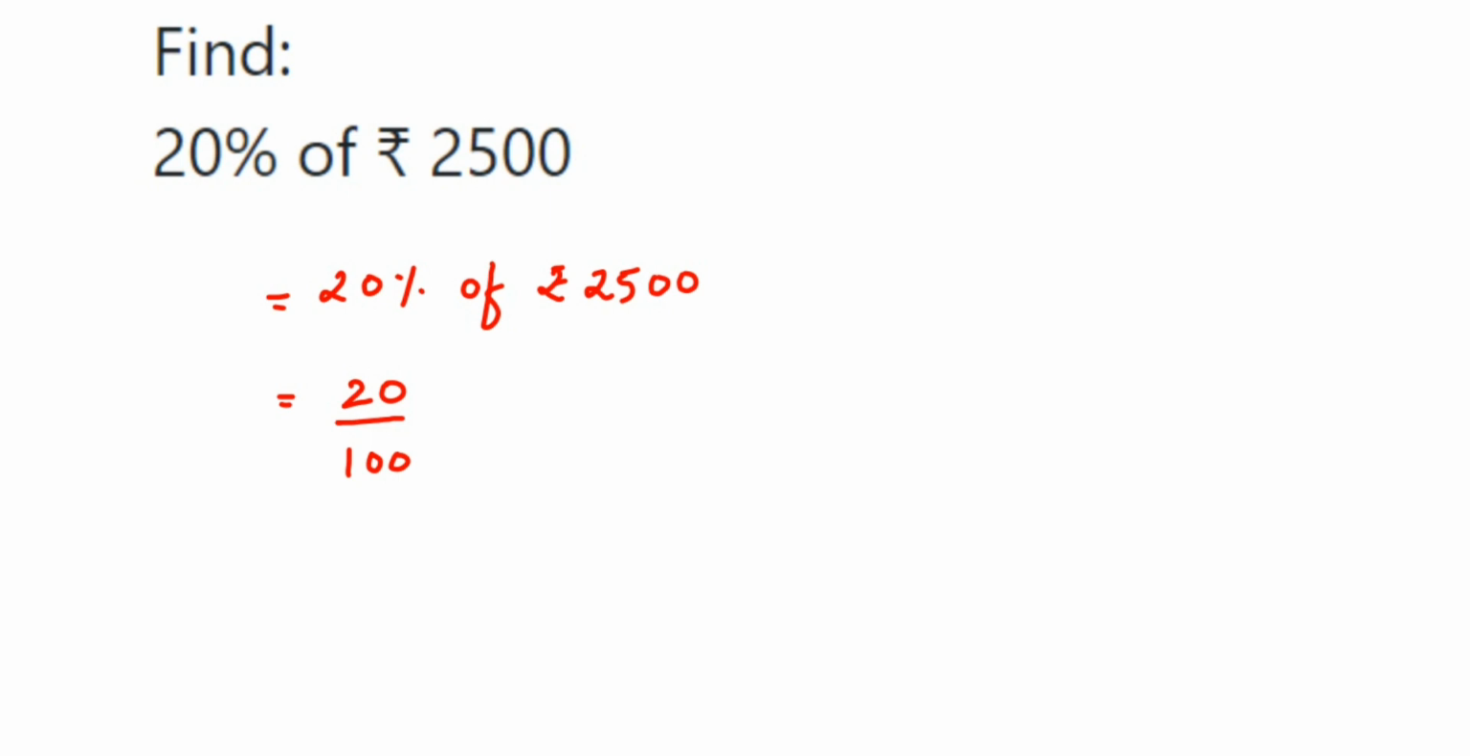Of means multiplication, and then we have rupees 2500. Now remove the zeros from the denominator, cancel this in the 100 table. So I'm going to cancel the zeros here, so we get 25. So 25 into 20 we have to do. So 20 multiplied by rupees 25, so this is equal to rupees 500.